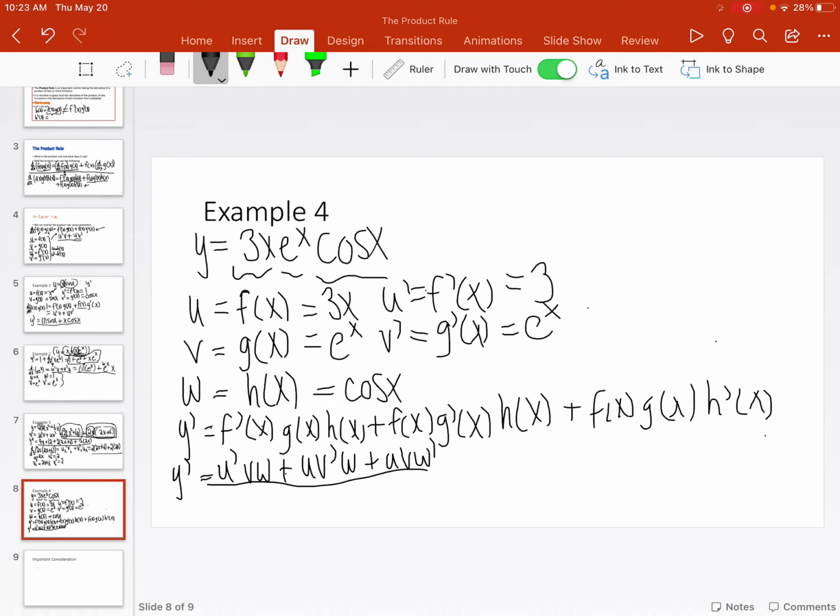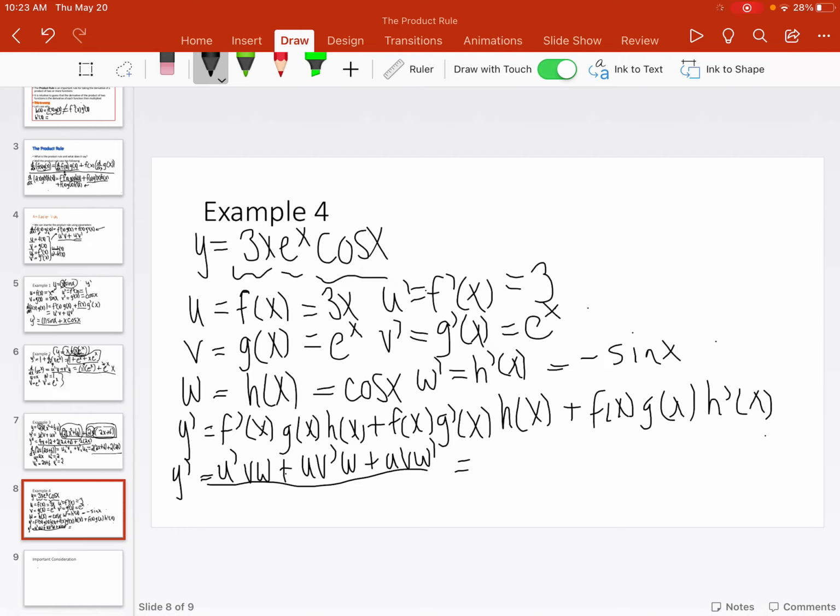And last one, what's w prime? What's h prime of x? Well, the derivative of cosine x is negative sine x. So, well, there we go. We did all the hard work. Now it's just a matter of putting everything together, putting the pieces of the puzzle together. We know where they go. We know what they are. We just put them together.